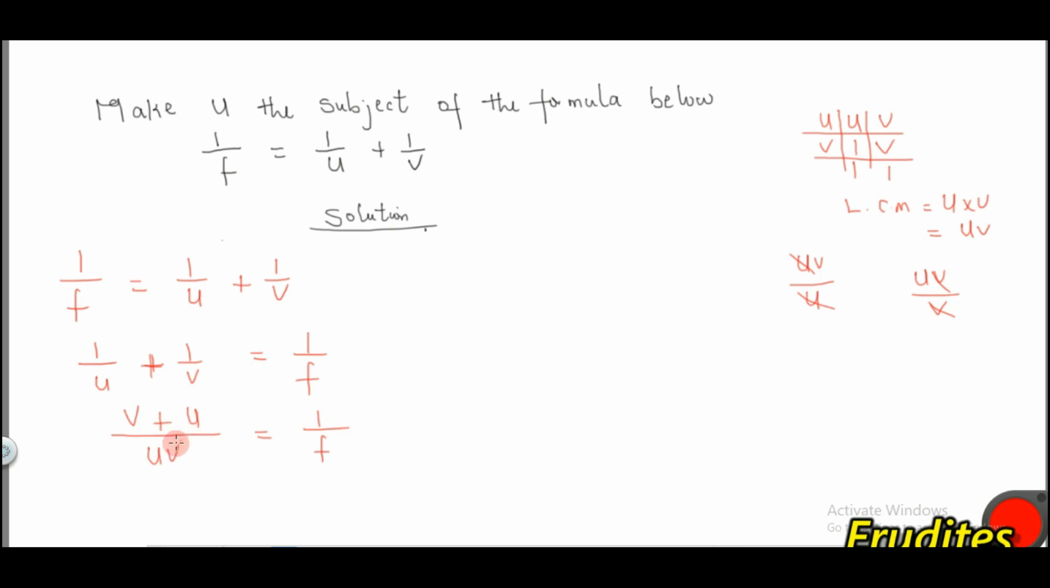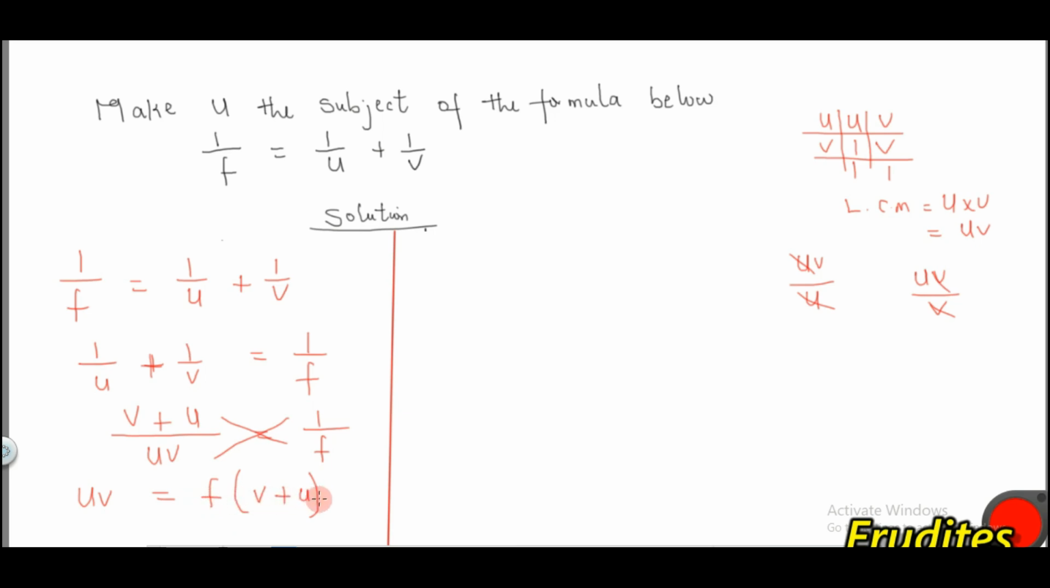So with this, I have a single fraction here. What I will do next is to cross multiply this expression. If I cross multiply it, what I'm going to get is uv times 1, which is uv, is equal to f times v plus u. So this will be f open bracket v plus u.